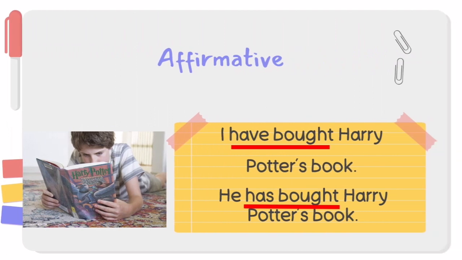Affirmative. Look at these sentences. I have bought Harry Potter's book. He has bought Harry Potter's book. Here we have the subject, the auxiliary verb, and the past participle of the main verb. I have bought. In this sentence, we have the subject, he, the auxiliary verb, has, and the past participle of the main verb, bought.